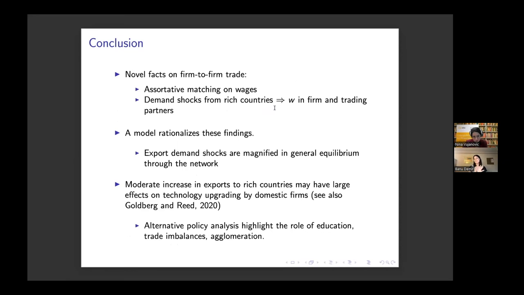So just a few words. Traditional export-led growth development strategies rely on the scale of exports. So we didn't really care about the composition of exports. What we are trying to say is maybe it's not only the scale, but where you export also matters, particularly if you're a developing country.